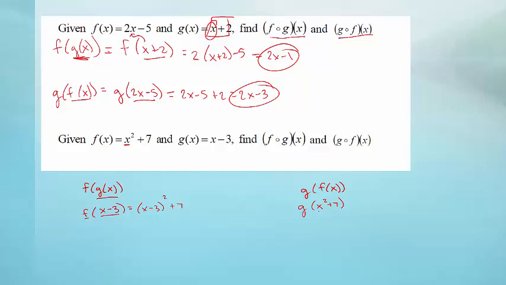If I look at this side, I want to put x squared plus 7 into the g formula. So I want to put it in right here. That'll get me x squared plus 7 minus 3. All I have to do now is just simplify each expression. So if I FOIL this out, I will get x squared minus 6x plus 9. And over here, all I can really do is the 7 minus 3. So my answer is x squared minus 4. And over here, I'll have x squared minus 6x plus 16.